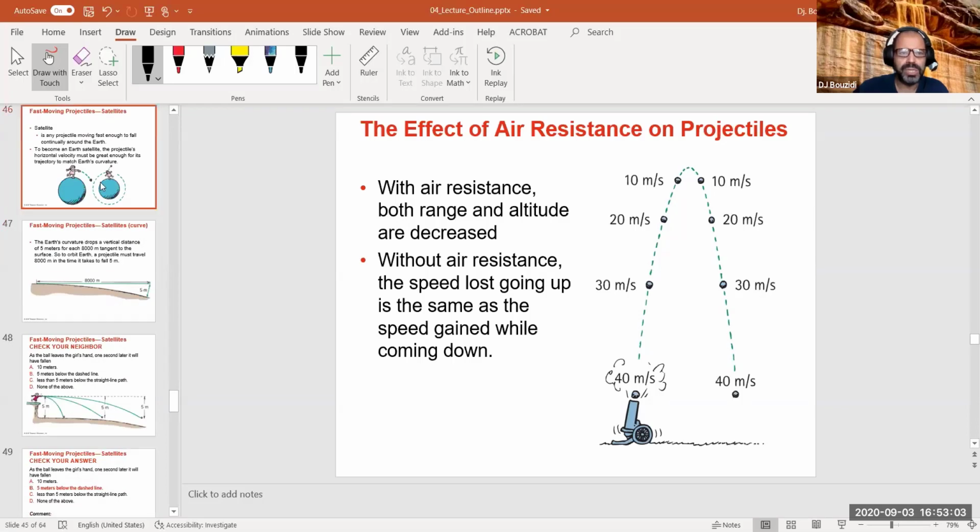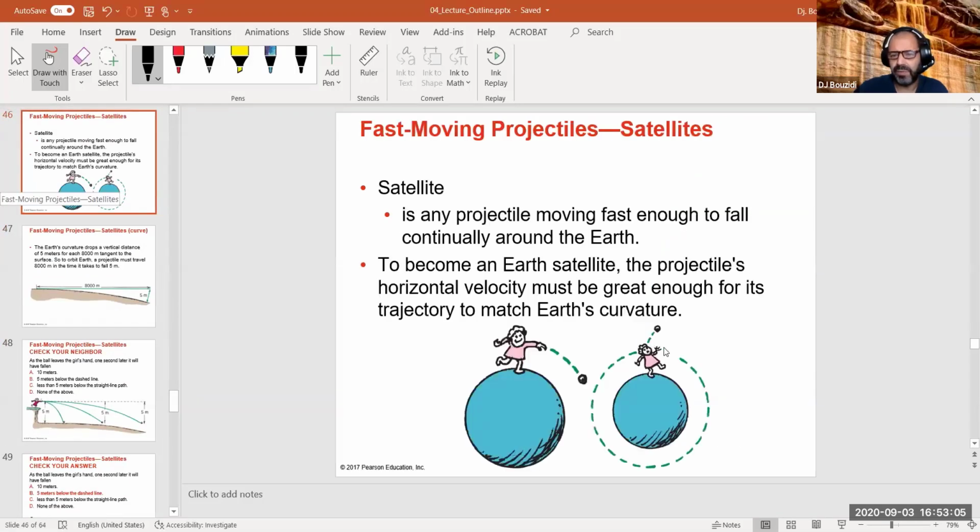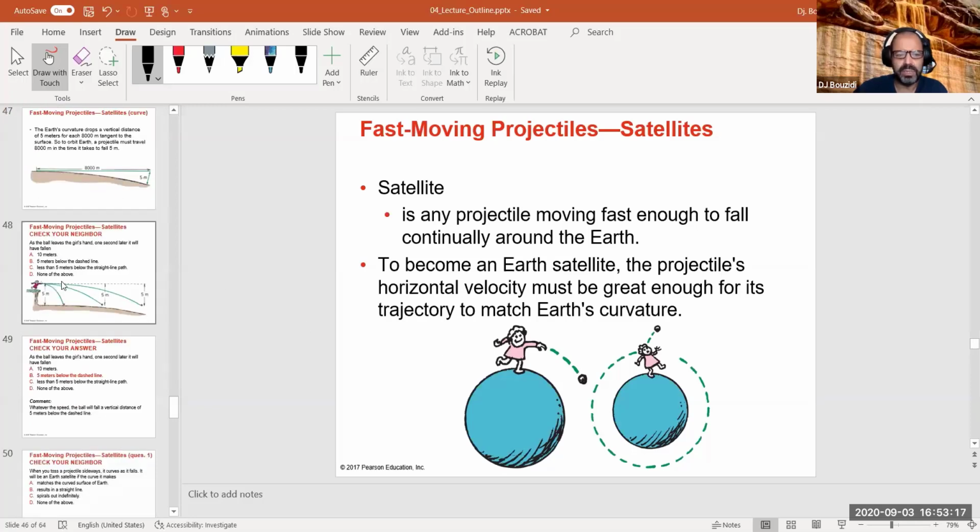An object is put into orbit if it reaches a certain velocity. So at some point, if you are on one of the moons of Mars, for example, you can easily put an object into orbit just by throwing it, because the gravitational force there is not high enough.